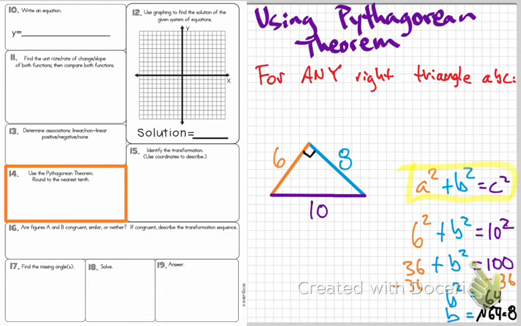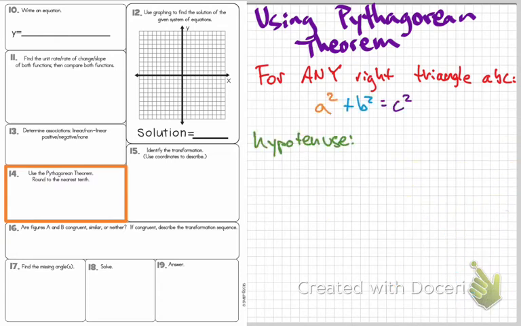Now, one of the critical parts for the Pythagorean theorem is to understand which sides of the triangle are going to be A, B, and C. So let's go ahead and look at that. We know our formula stays the same for any right triangle A, B, and C. A squared plus B squared equals C squared, but we have to know which side is A, which side is B, and which side is C in order to use this.